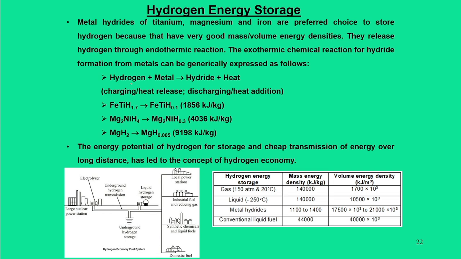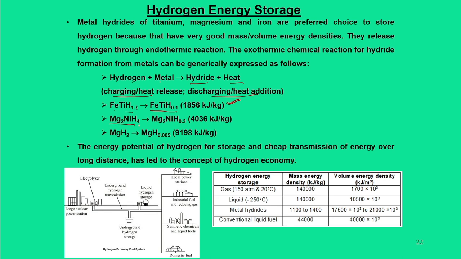Typically, we say that hydrogen, when it reacts with a metal, forms a hydride and heat. So, we say charging means heat release and discharging means heat addition. Now, for example, if you take a material like FeTiH1.7, when it becomes another compound, FeTiH0.1, it releases 1856 kilojoule per kg.